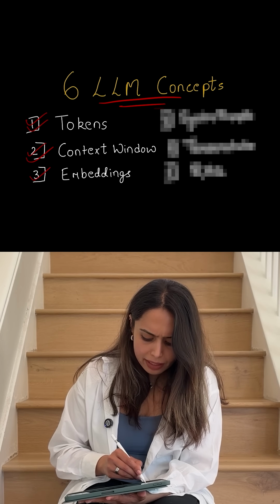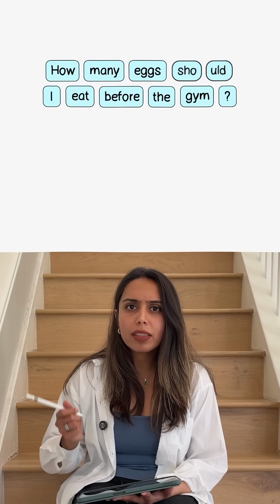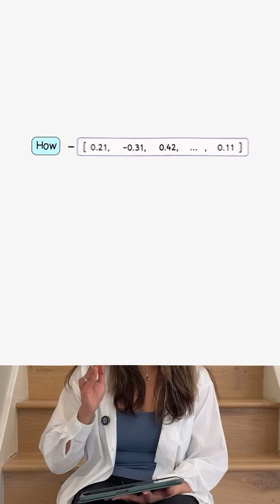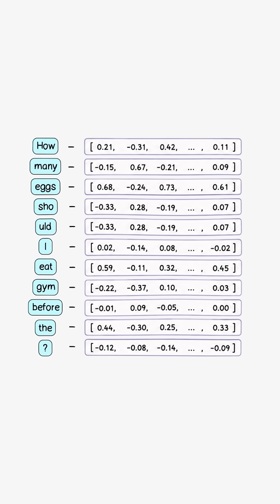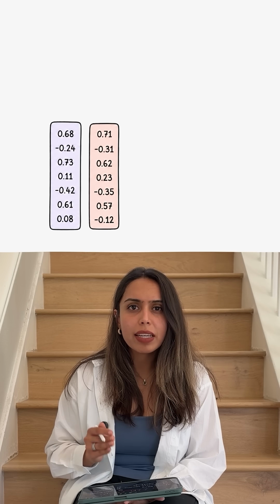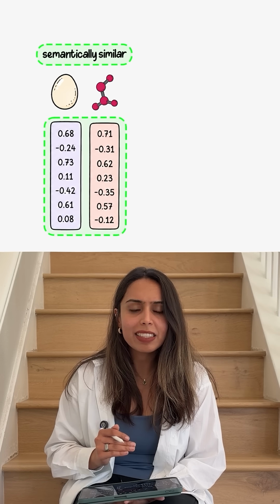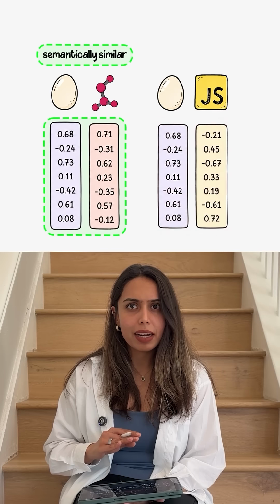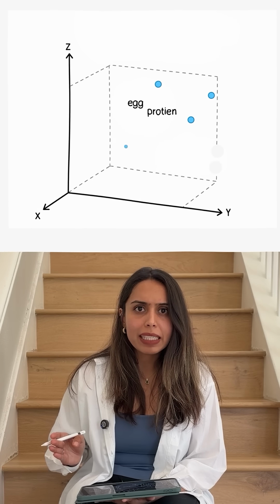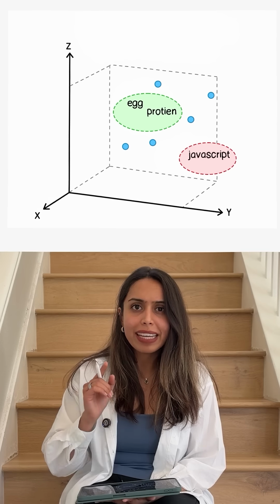A third component is embeddings. Now, the model needs to understand the meaning, not just tokens. So each gets converted into numbers called embeddings. This is how the model knows that eggs and protein are semantically similar while eggs and JavaScript are not. That's why words with similar meanings end up mathematically closer in the embedding space.